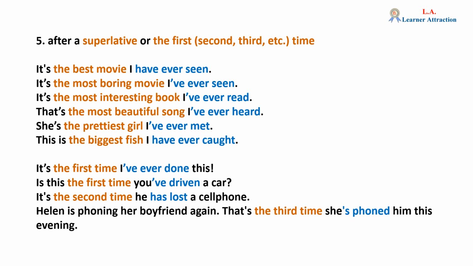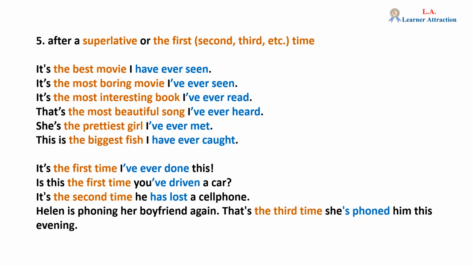Five. After a superlative, or the first time, the second time, the third time, etc. It's the best movie I have ever seen. The present perfect is used with ever, after a superlative. It's the most boring movie I've ever seen. It's the most interesting book I've ever read. That's the most beautiful song I've ever heard. She's the prettiest girl I've ever met. This is the biggest fish I have ever caught.